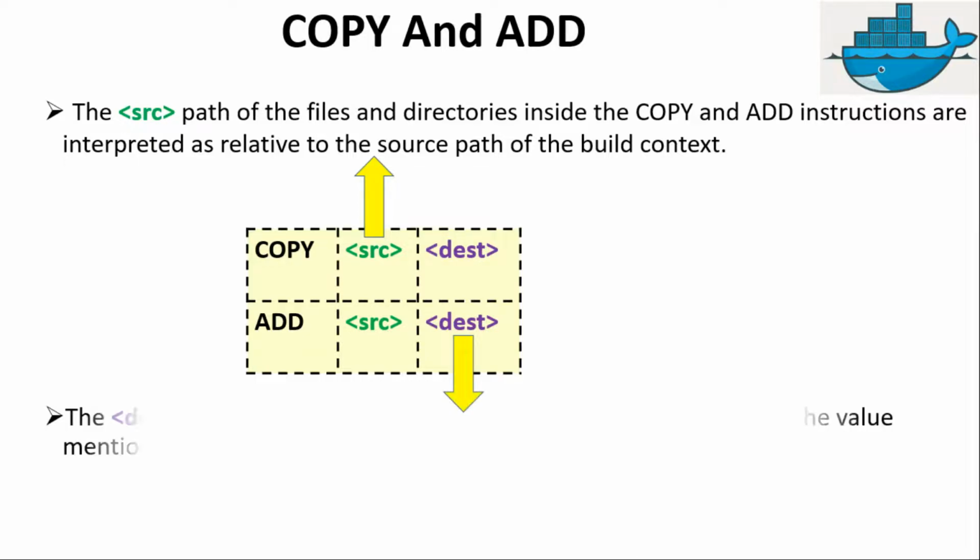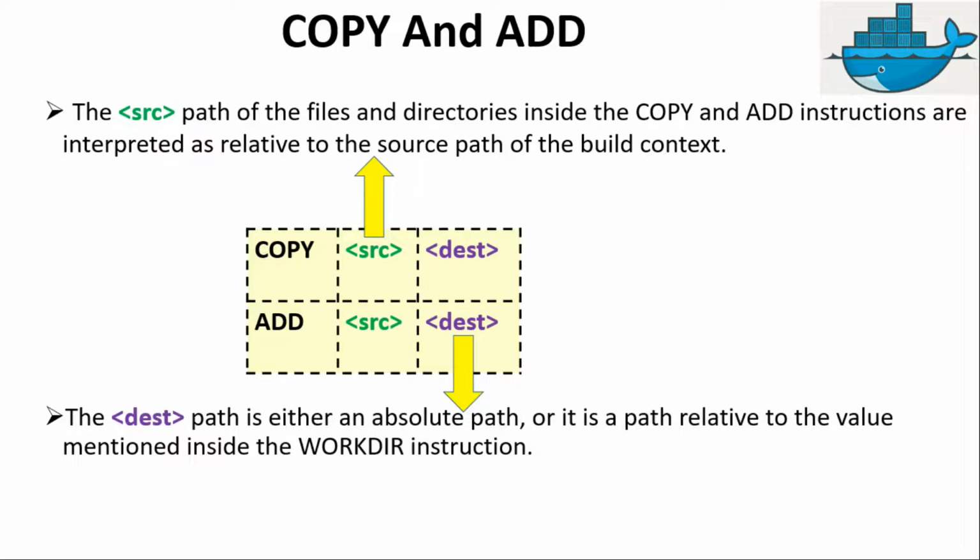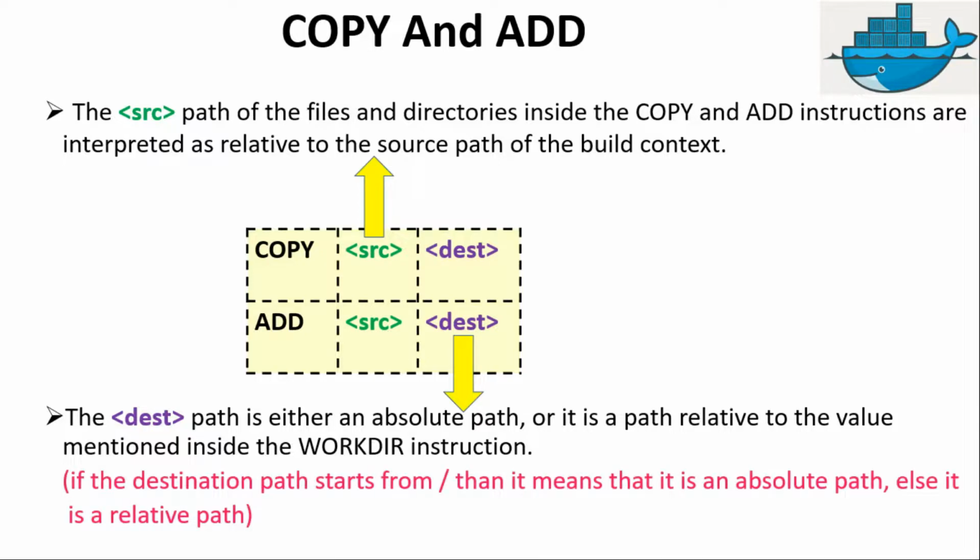And friends, the destination path is either an absolute path or a path relative to the value mentioned inside the WORKDIR instruction. So it means if the destination path starts with a slash, then it is an absolute path, else it is a relative path. Now friends, let us see some examples related to the COPY and ADD instructions.